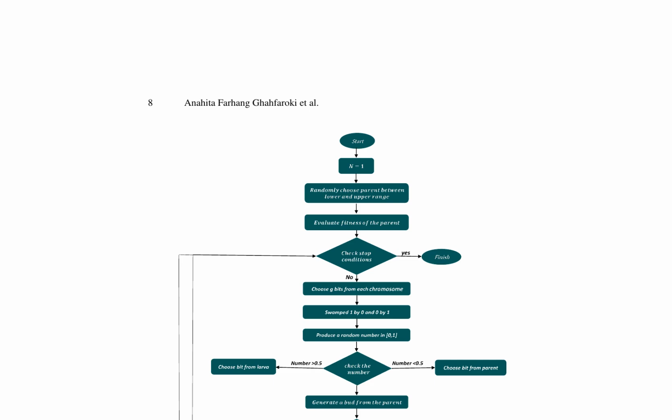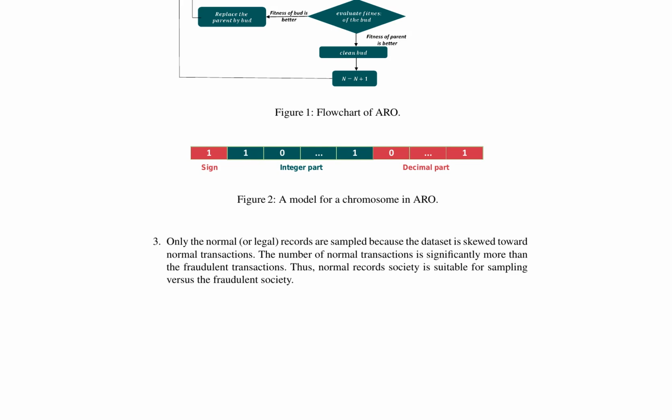The parent and larva merge in the exploitation phase, with the bud gene being picked from the larva if p, calculated from equation 6, is higher than 0.5, otherwise, it is picked from the parent chromosome. The fitness of both bud and parent is calculated to choose the best one for the next iteration.